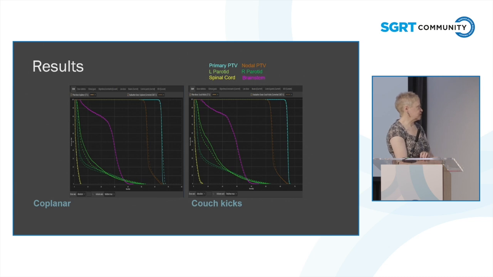What's most interesting is when you get to see them, so we've got the coplanar on the left and the couch kicks on the right, and the 2D lines on the DVH are the CT and the cone beam CT. So again, for the coplanar for this patient, it's not that much difference, but for the couch kicks, it's much better looking at the high dose. The DVHs almost overlap, so the treated delivery, if he had been treated with couch kicks, would have been more accurate and more comparable to the planned treatment than the coplanar.